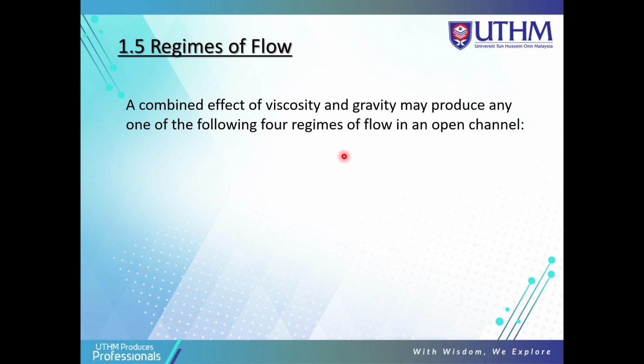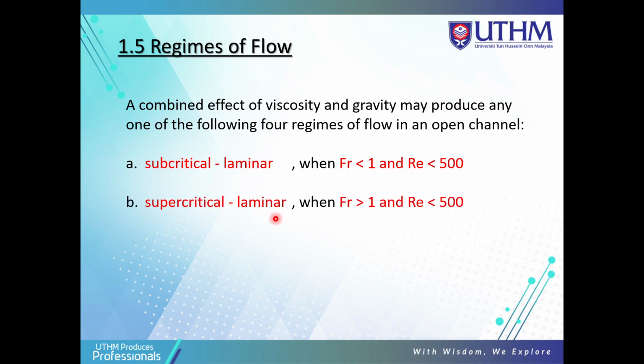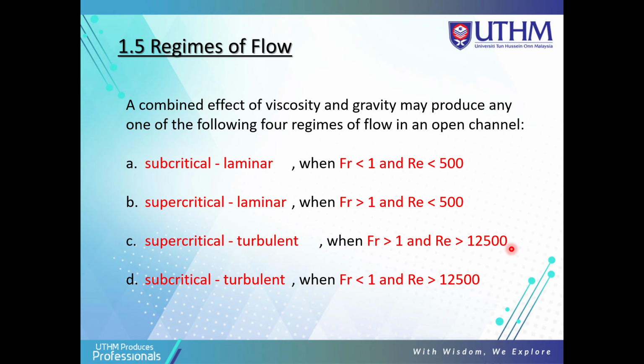So regimes of flow: the combined effects of viscosity and gravity, using the Froude number and Reynolds number, may produce any one of the following 4 regimes of flow in open channel. Subcritical laminar when Froude number is less than 1 and Reynolds number is less than 500. Supercritical laminar when Froude number is more than 1 and Reynolds number is less than 500. Supercritical turbulent when Froude number is more than 1 and Reynolds number is more than 12,500. And subcritical turbulent when Froude number is less than 1 and Reynolds number is more than 12,500. So this is the regime of flow.